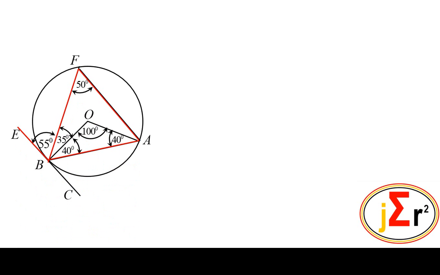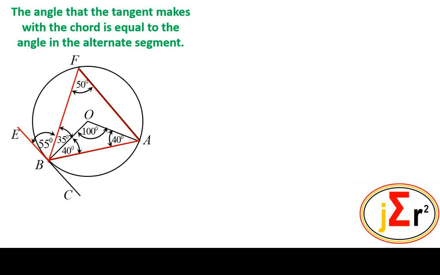Now, of all the principles in circle theorems, this is the one that students, and I dare say teachers, tend to forget. The angle that the tangent makes with the chord is equal to the angle in the alternate segment. This problem requires that we find this angle OAF. That is the angle that we need to find, OAF.